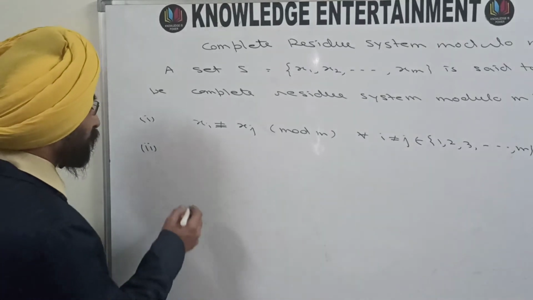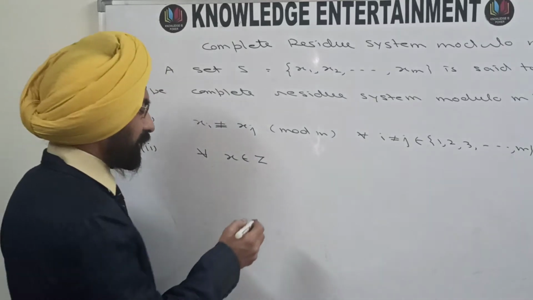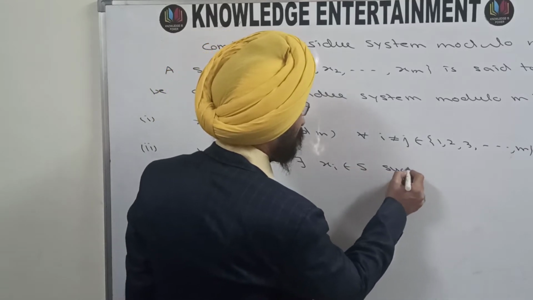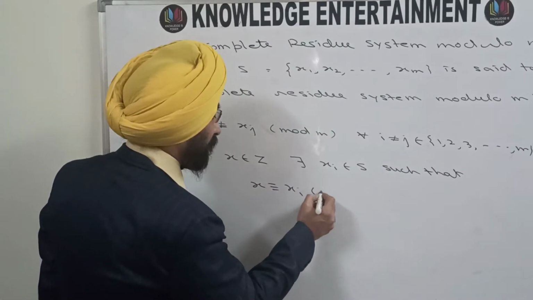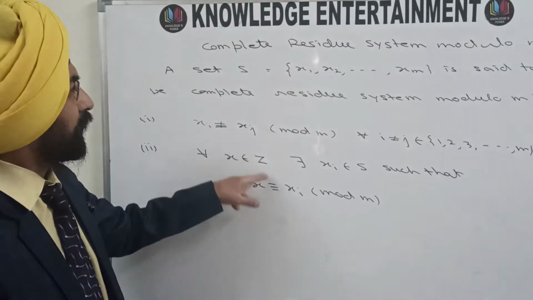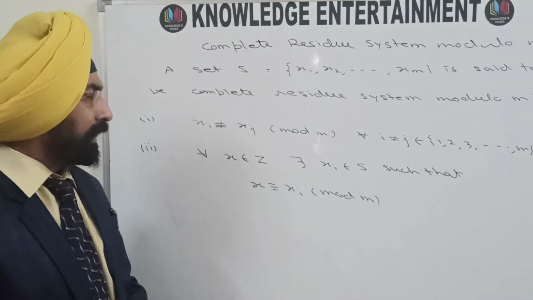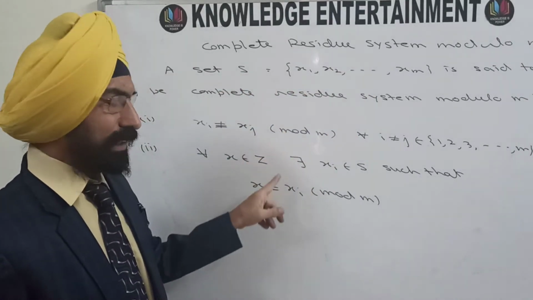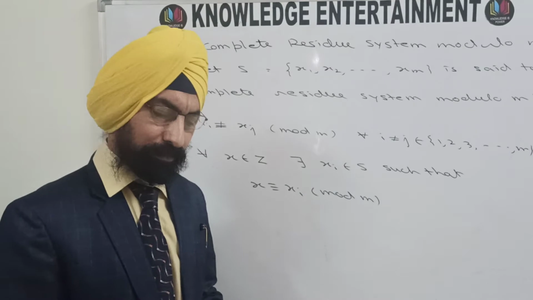What the second condition is: for every x belonging to the set of integers, there exists some xi in the set S such that x is congruent to xi modulo m. So if these two conditions are satisfied by some set S, then the set S will be a complete residue system modulo m. If a set S has exactly m elements and satisfies any one of these two conditions, even then it will become a complete residue system modulo m.